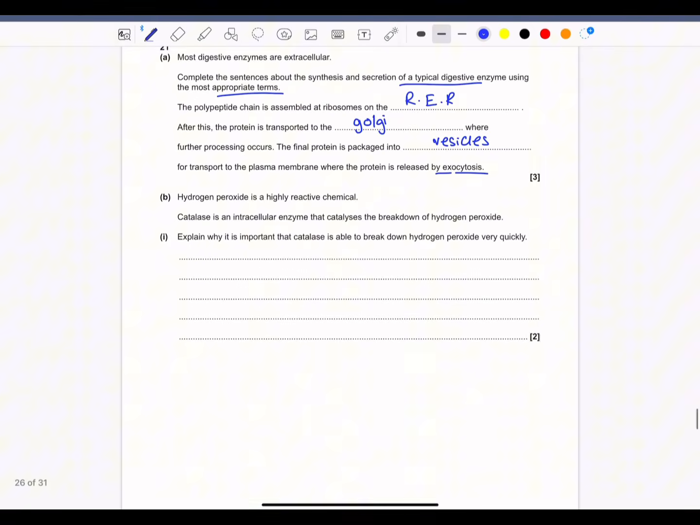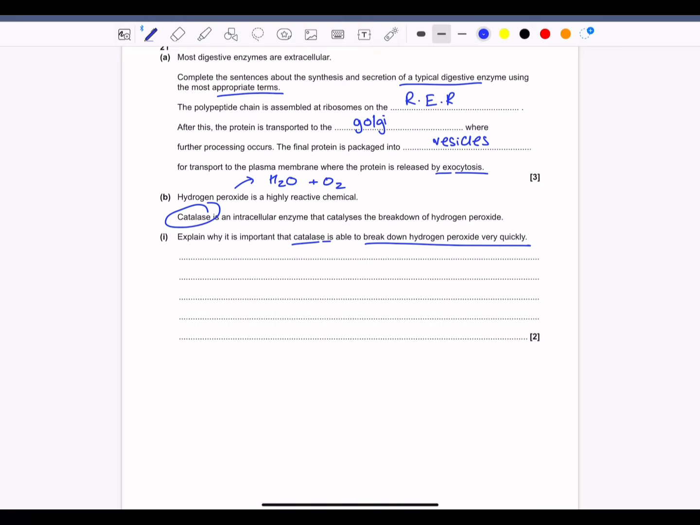Hydrogen peroxide is a highly reactive chemical. Catalase is an intracellular enzyme that catalyzes the breakdown of hydrogen peroxide. Explain why it is important that catalase is able to break down hydrogen peroxide very quickly. So this question is sort of referring to a case study, if you want to call it that, of the catalase enzyme. So you need to know that catalase breaks down hydrogen peroxide into water and oxygen, which are both harmless products, whereas hydrogen peroxide is not harmless, it's actually very toxic.